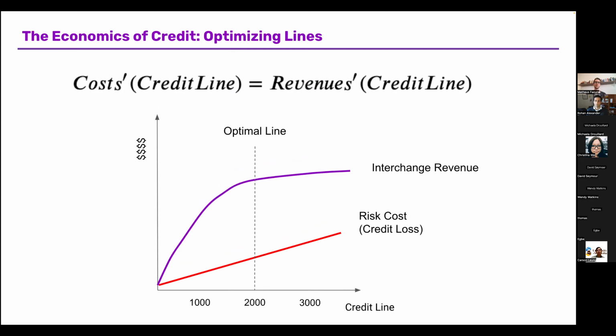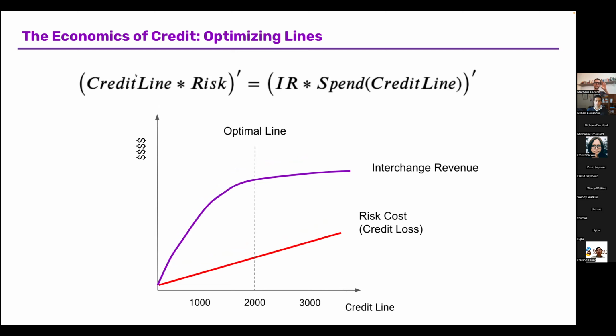And if we take the functions that we defined before, we can open this function. The cost function, like we said, is just credit line times risk. So if we differentiate the cost side with respect to credit line, we just get risk. On the other side, if we differentiate the revenue curve with respect to credit line, we get the interchange rate plus the derivative of the spend function with respect to credit line. This is going to be a problem in the end because we don't know how this function behaves, and it's going to be very important to estimate this function.